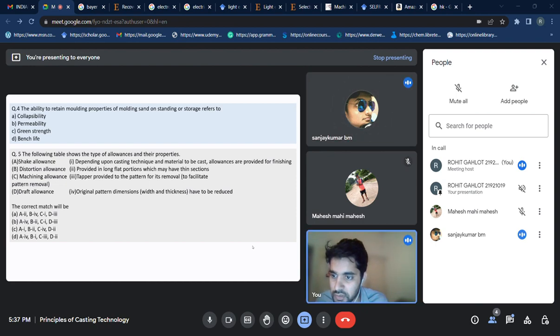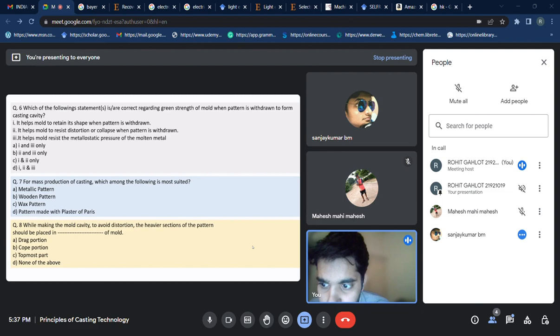Do you want to say something? Can you just switch to the previous slide for a minute? Yeah. Actually, draft allowance is nothing but the taper provided for the pattern for its removal, right? Yeah, right. So D is not the correct answer. It is option A or B. It is B, not D. Yeah, you are correct.